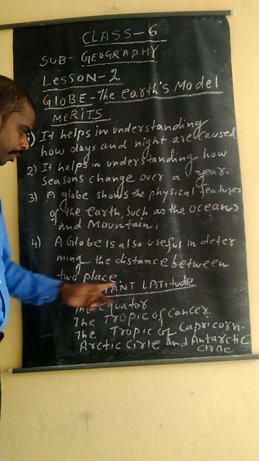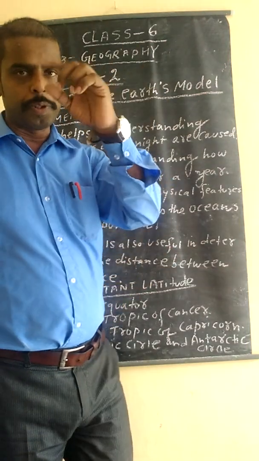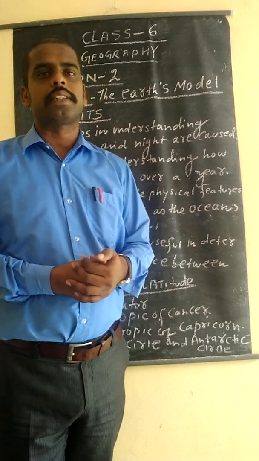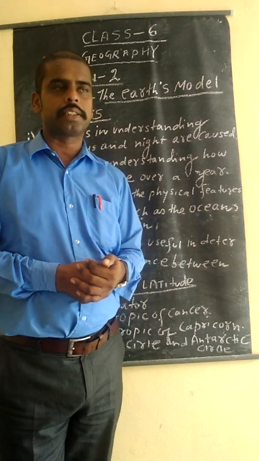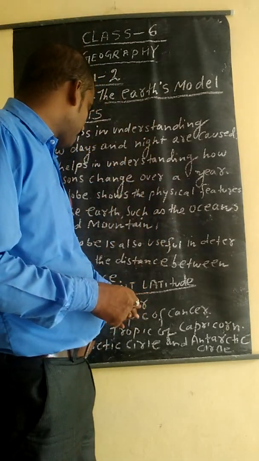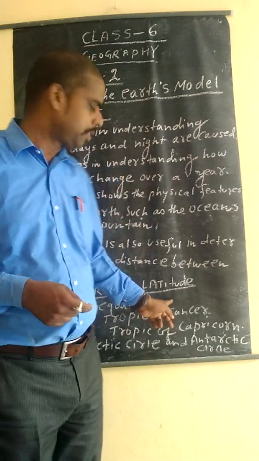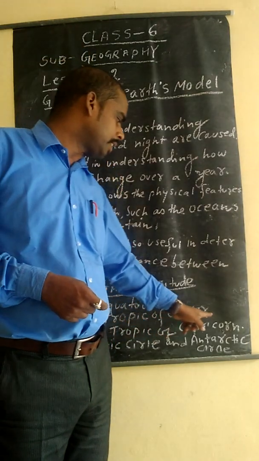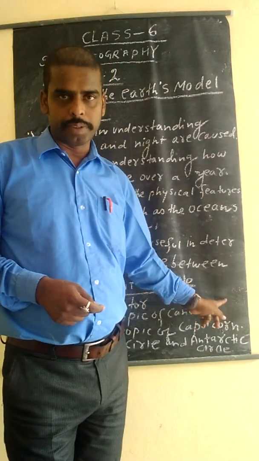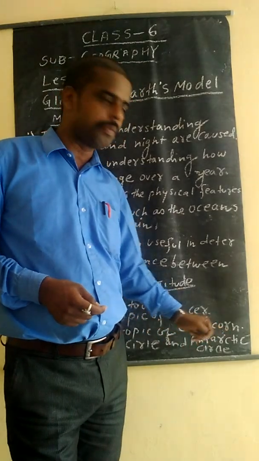Now come to the point, important latitudes. You know, among the latitudes there are Tropic of Capricorn, Tropic of Cancer, Arctic Circle, Antarctic Circle. These are the important latitudes. And the equator has a maximum temperature. It is very hot. Second, the Tropic of Cancer is 23 and a half degrees in the northern hemisphere. And the Tropic of Capricorn is also 23 and a half in the southern hemisphere.